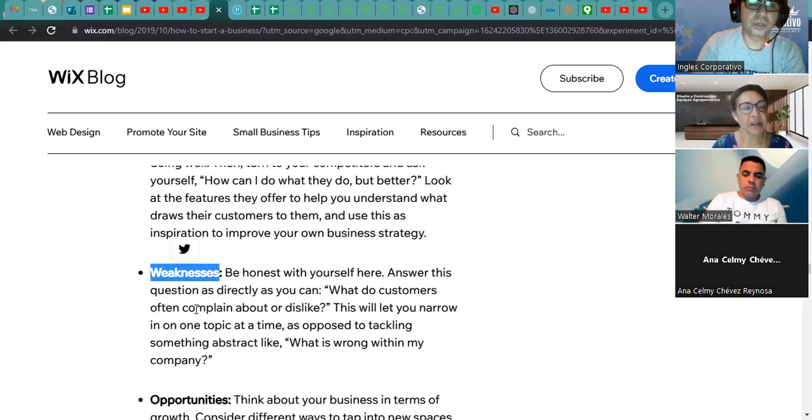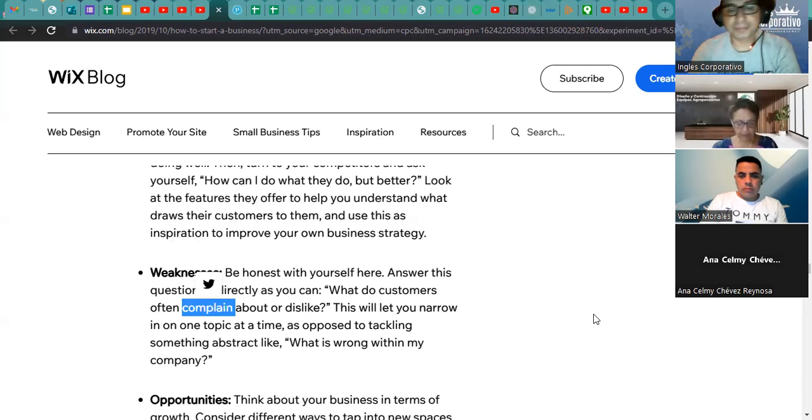I think it's very important that you always remember that strengths and weaknesses are internal, and opportunities and threats are external. Very good. That is it.